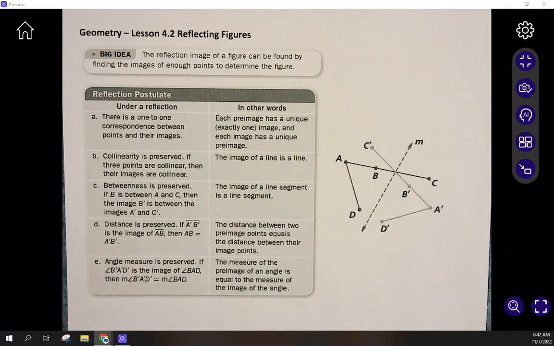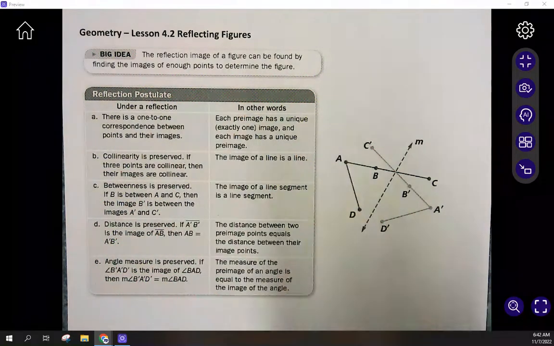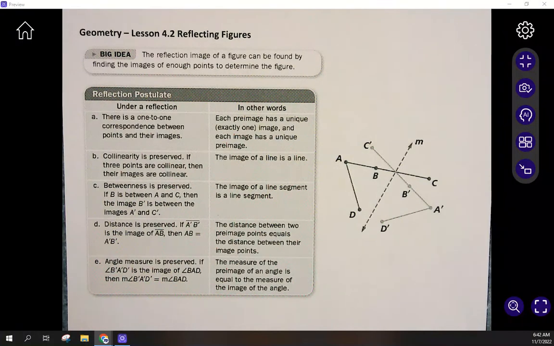This is geometry lesson 4.2, reflecting figures. So in 4.1, we just reflected single points. Now we're going to reflect whole figures. So the big idea here says the reflection image of a figure can be found by finding the images of enough points to determine the figure. So what does that mean?